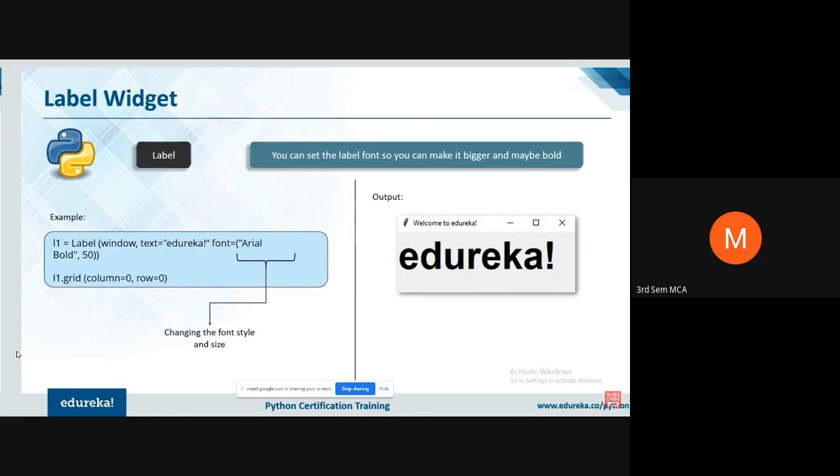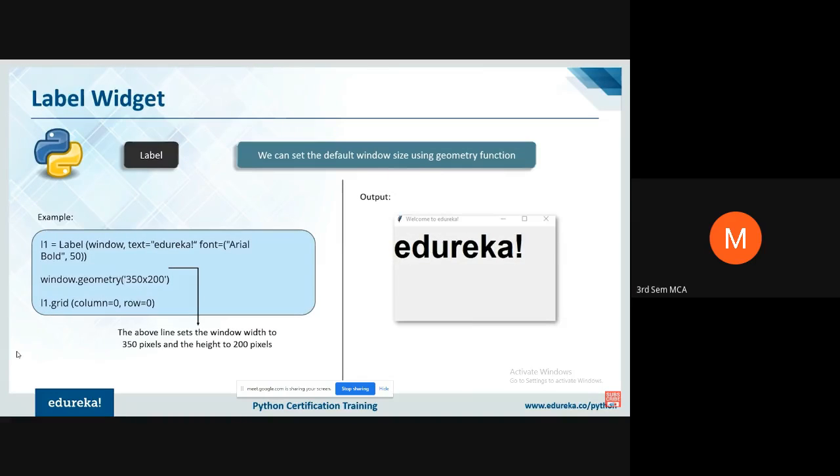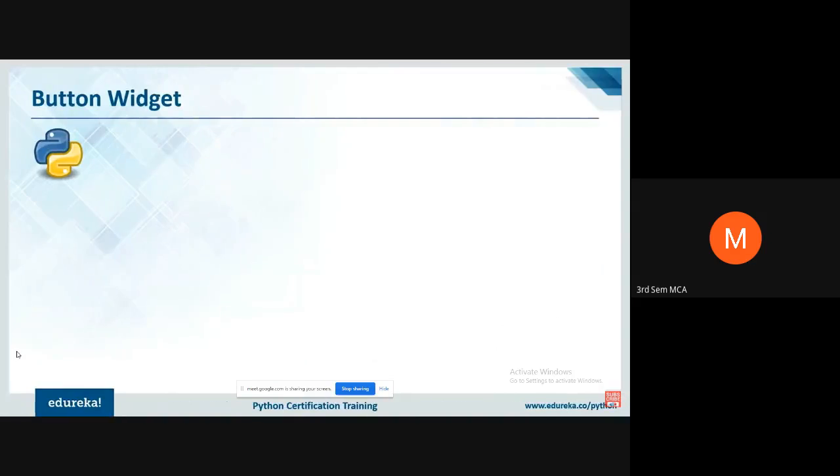Simple, right? So there is something called the geometry function, guys. It is basically used to change the window size and set it as per our requirement. In this case, we have set it to be 350 pixels in width and 200 pixels in height, as you can check out from the left side part of the code. And next up is the button, guys.